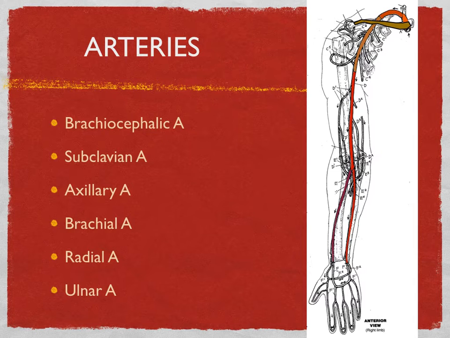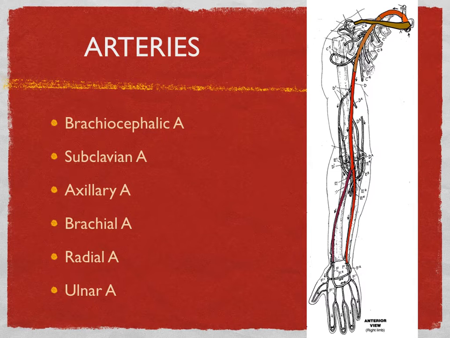So here's the basic layout. Every student that wants to know the names of these blood vessels is going to start with these details. The subclavian to the axillary to the brachial, and then dividing into the two major arteries in the forearm.